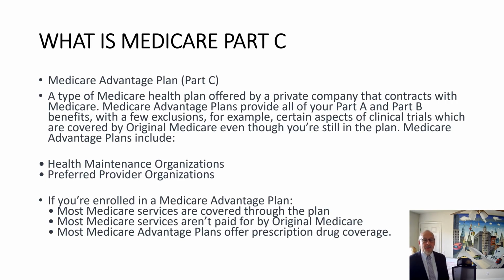Okay, you've probably heard the word Medicare Part C. Most people don't understand what Medicare Part C is. They didn't even know there was a Medicare Part C, because you hear Part A, B, and D. Part C is known as a Medicare Advantage plan, a type of Medicare health plan offered by private companies that contract with Medicare. Medicare Advantage plans provide all of your A and B benefits with some exclusions, right? For example, there are certain clinical trials which are not covered by Medicare.